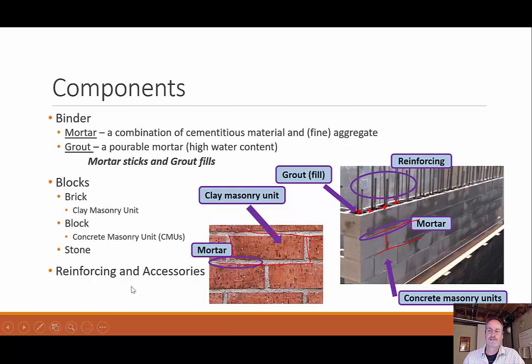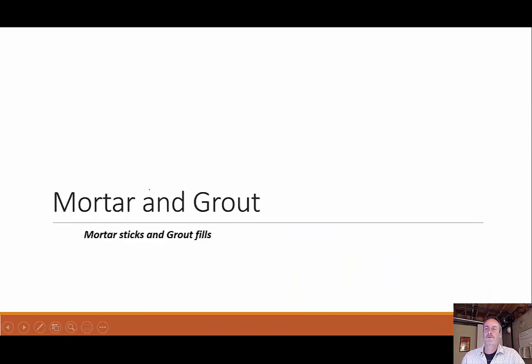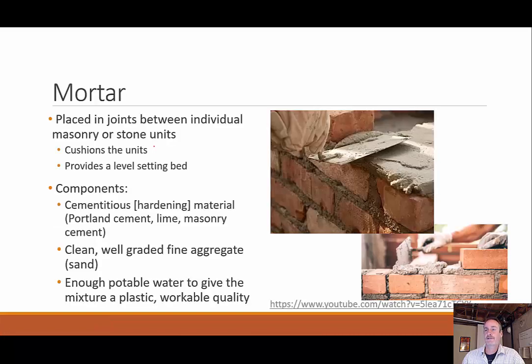And last but not least, we have reinforcing and accessories. We'll talk more about those later. But we see some reinforcing right here, right? Sticking straight out, going down these voids within this CMU wall. And there could be ties on our brick that are tying back to a structure and things like that. So we'll talk more about reinforcing and accessories in a little bit, but that would be our final component. So let's talk a little bit more about mortar and grout. And like I said, mortar sticks, grout fills.